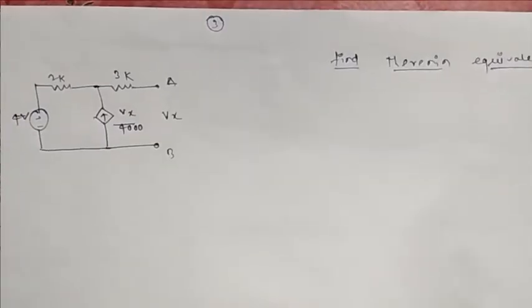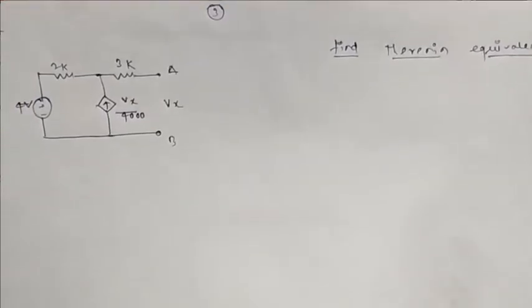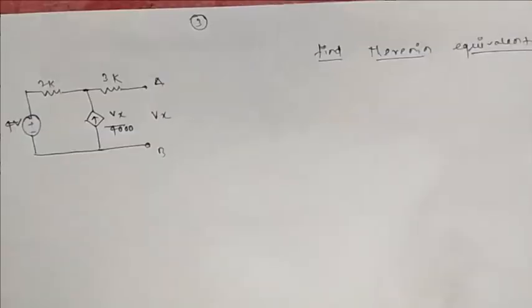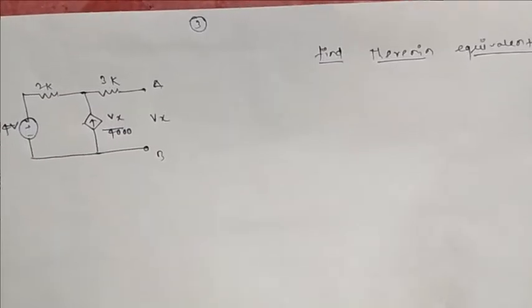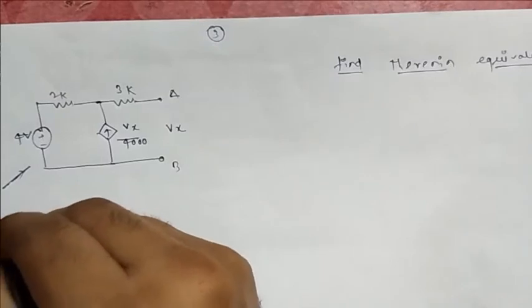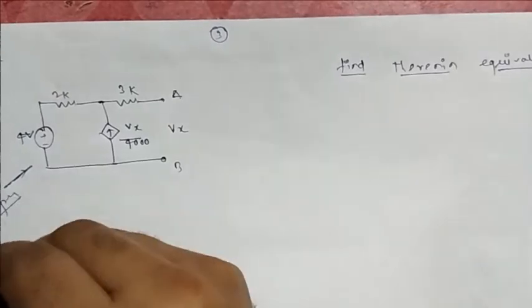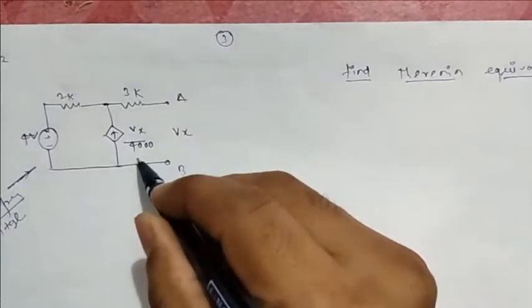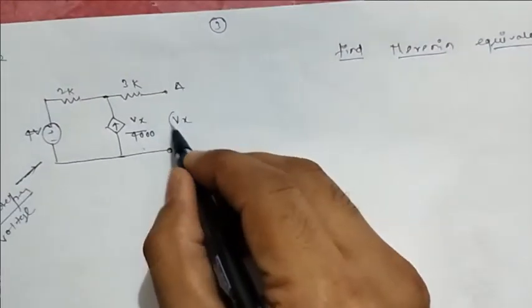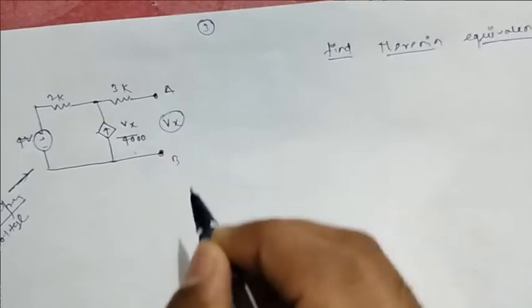Hello, today we are going to discuss the case 2 Thevenin equivalent circuit. Now in case 2, what we have seen here is that there are two types of voltage source. One is an independent voltage source and this is your dependent voltage source. As you can see, this is dependent on this Vx, which is the voltage across AB.